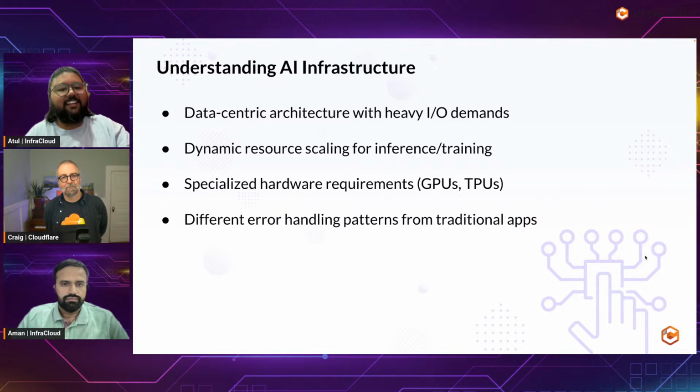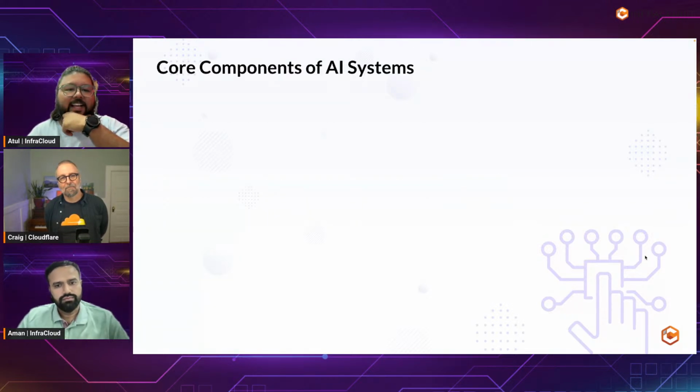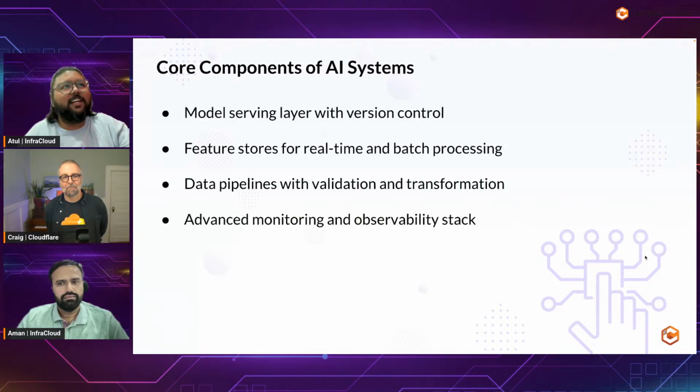Now, taking this to the next level, we spoke about the infrastructure layer, but then there are a lot of components that are built on top of it. And Craig, why don't you tell us what are some core components that are part of an AI system, which absolutely differentiates it from anything else?